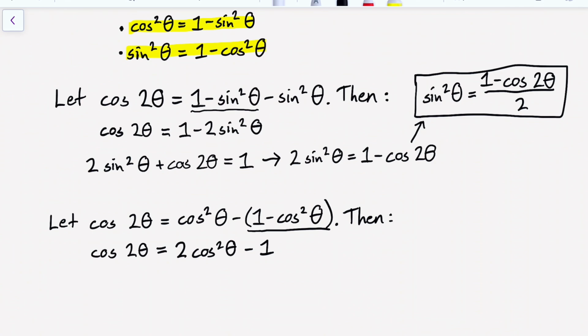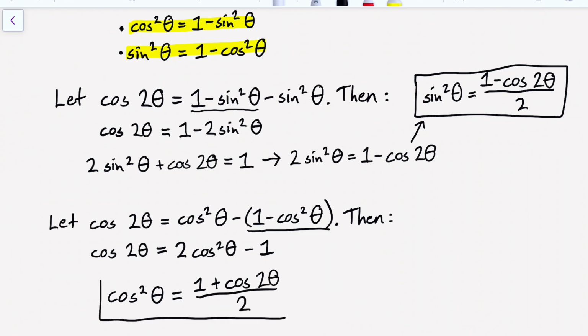Because in the line above I have cosine squared theta minus 1 minus a negative cosine squared theta. That's the same as adding another cosine squared. If I solve this equation for cosine squared, I will get the following identity. Cosine squared theta equals (1 plus cosine of 2 theta) over 2.